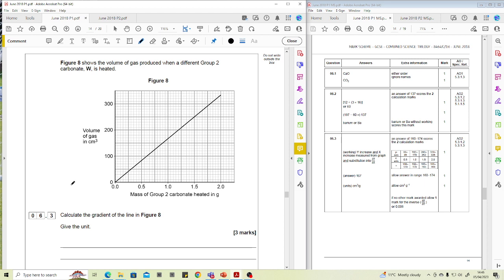So figure 8 shows the volume of gas produced when a different group 2 carbonate W is heated. Okay, so it's a different one. It's not barium carbonate, it's not calcium carbonate necessarily. And it's asking us for the gradient of the line. So we're going to do a massive triangle.